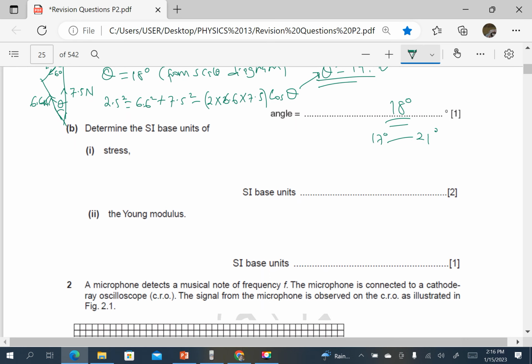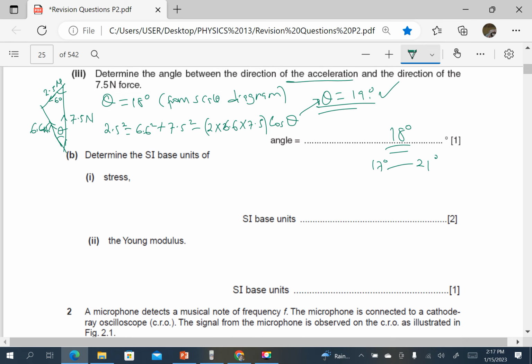Determine the SI base units of stress. Stress is defined as force over area. So stress, normally written as sigma, is force over area. We know the base units of force, kilogram meters per second squared. We know the base units of area as meters squared. So the base units of stress will be kilogram meters per second squared divided by meters squared. Meters divided by meters squared is meters to the power of -1. So this is kilogram per meter per second squared.